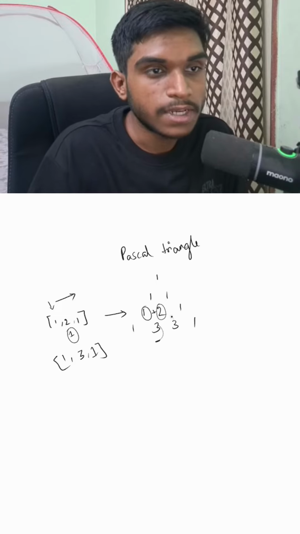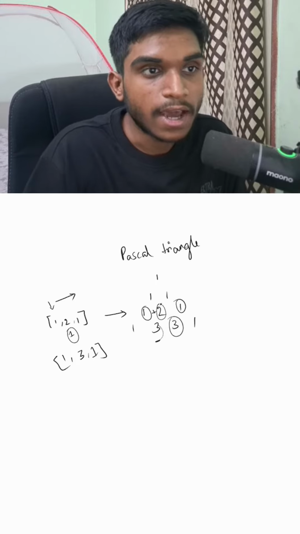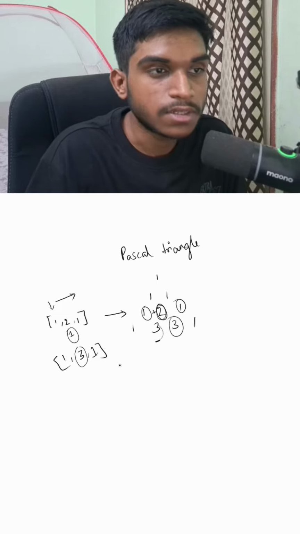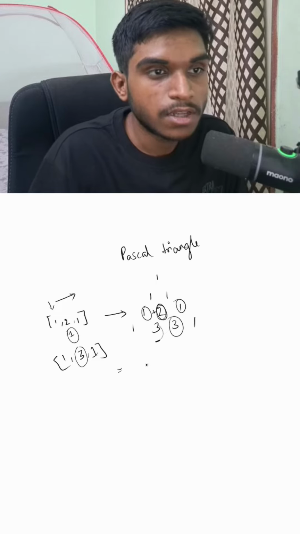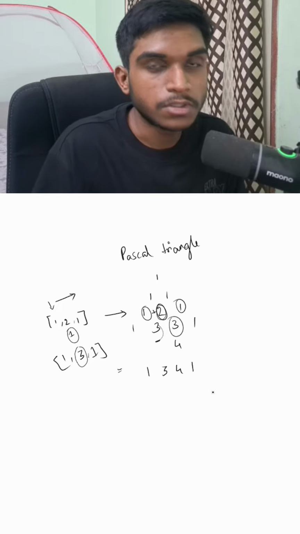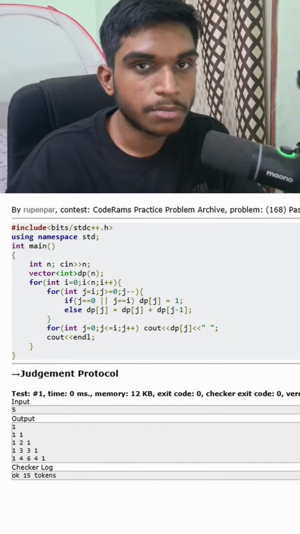Now the next element is made up of the previous row's i and i minus 1. But the i minus 1 element we already changed to 3. So now the answer here will be 4. So that row will be 1, 3, 4, 1, which is wrong. So that's the reason we run a reverse loop, because the i plus 1 element has no contribution to the solution.